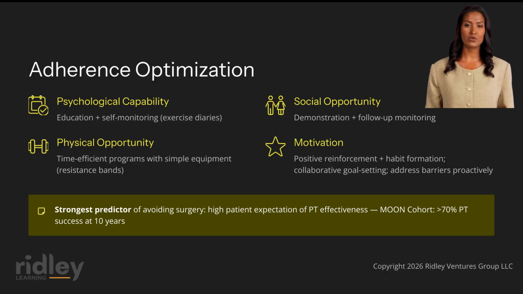Adherence optimization is critical to achieving favorable outcomes with exercise therapy. A mixed methods evidence synthesis identified several key factors: addressing psychological capability through education and self-monitoring using exercise diaries, using social opportunity through demonstration and follow-up monitoring, optimizing physical opportunity by prescribing time-efficient programs with simple equipment such as resistance bands, and building automatic motivation through positive reinforcement and habit formation.